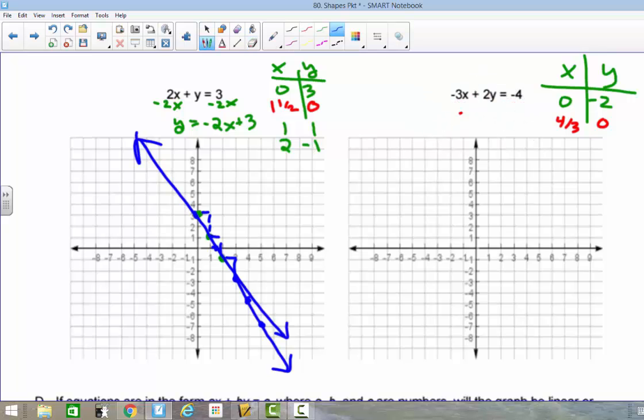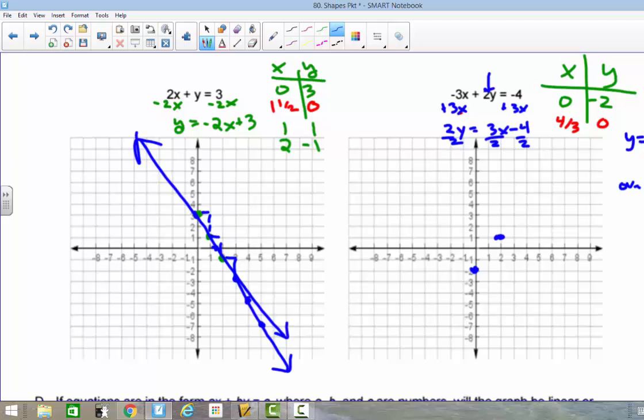So let's go ahead and solve for y. Get the y alone. You're going to add 3x to both sides. So 2y equals 3x minus 4. And then you would divide by 2. So y equals 3/2 x minus 2. What that means is you start at negative 2, and then this is your rise over your run. So you would go over 2 up 3, over 2 up 3.